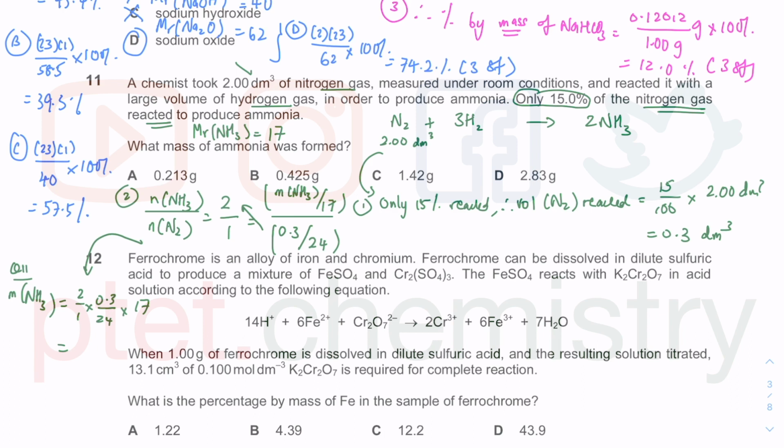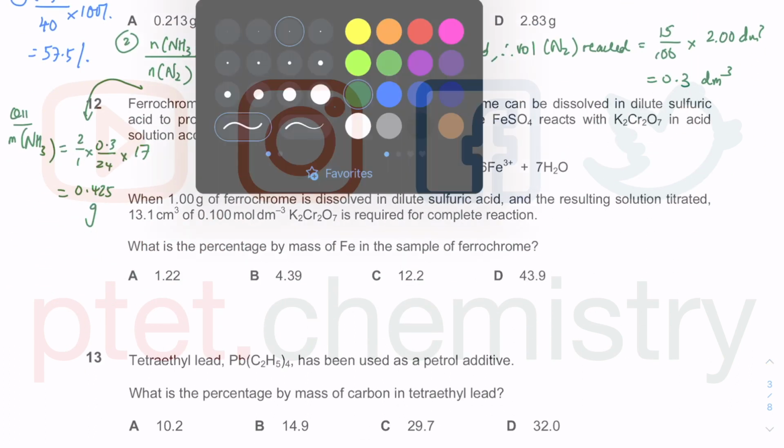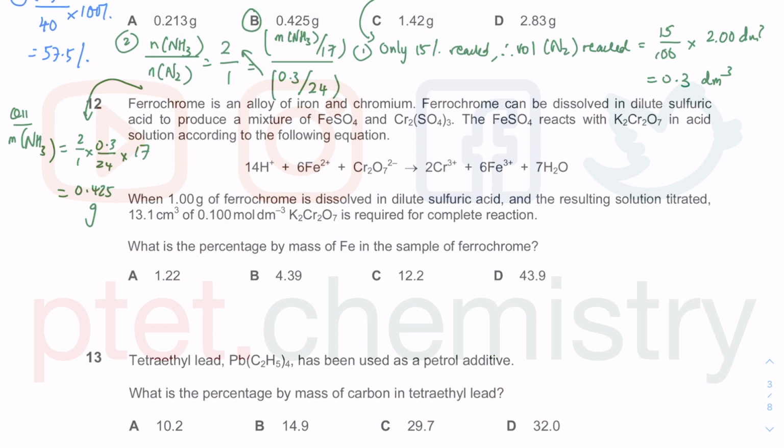And I get 0.425. It has a unit, 0.425 gram. That's option B there. Moving on to the next question. So we have this balance equation, which was already given. Looks a bit complicated, but what do they want?